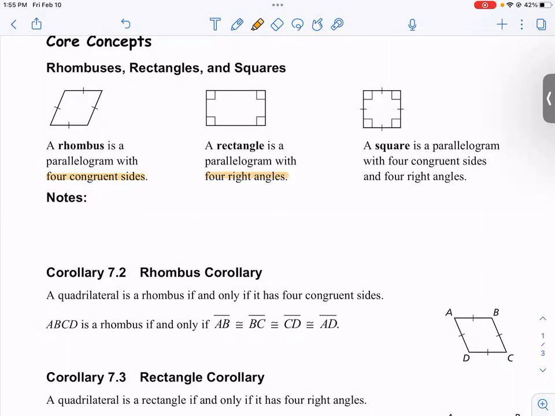A square has four congruent sides and four right angles. So a square is a special parallelogram that can be considered a type of rhombus. It can also be considered a type of rectangle. Do you see what I'm saying? So a square is a rectangle and a rhombus, but a rhombus and a rectangle are not necessarily squares. Correct.